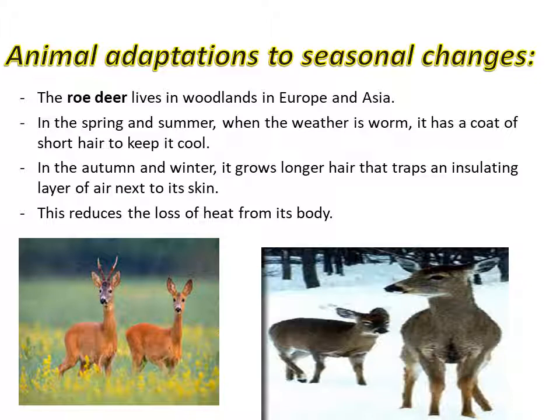But in the autumn and winter, when the weather is cold, it grows longer hair that traps an insulating layer of air next to its skin. Like it will prevent the cold air from coming to its skin. Why? Because now it has long hair. But in spring and summer we find just short hair. And this long hair reduces the loss of heat from its body. This is about the roe deer.